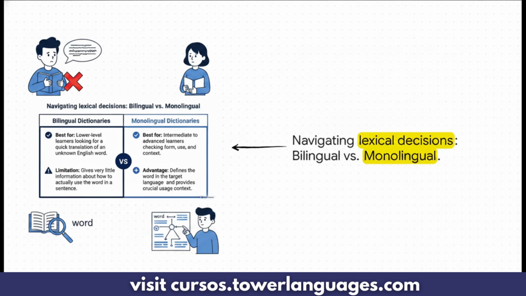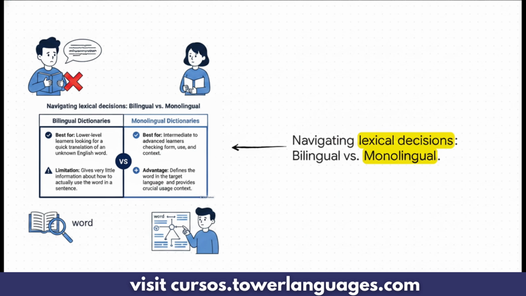Speaking of real-world use, let's chat about dictionaries. Picture this. An intermediate Spanish-speaking student wants to say they feel ashamed. They look it up in a bilingual dictionary and get embarazada, which actually translates to pregnant. They use it in a sentence and boom, chaos ensues in the classroom. Bilingual dictionaries are fine for lower-level learners who just need a quick translation, but they really don't give you much info on how to use the word in context.